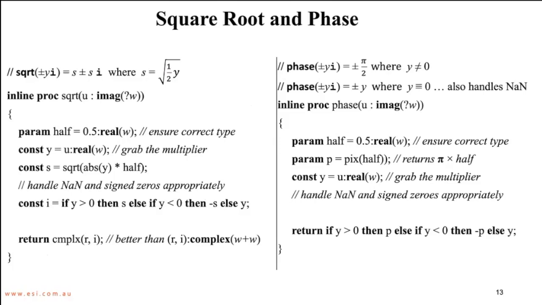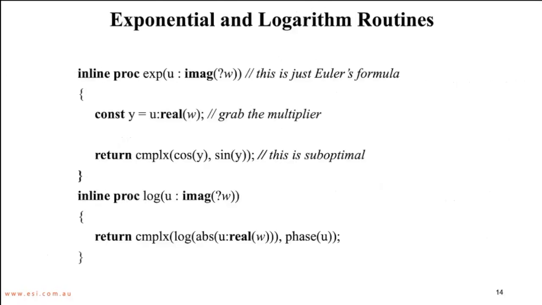The phase is even simpler. Look at the multiplier and return a real result, either an appropriately signed real compile time constant, depending on the sign of the multiplier, or just the multiplier itself. Note the compile time pix routine, which returns a correctly typed value of pi times 1/2. The exponential reads exactly like its formula, returning a complex number, and the logarithm also reads exactly like its formula, again returning a complex number.